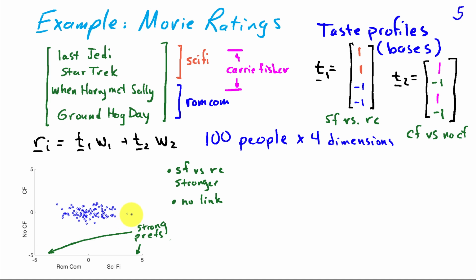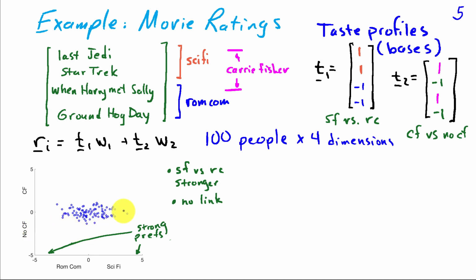For example, this person here has a very strong preference for sci-fi over romantic comedy. And on the other extreme, we have people that have a very strong preference for romantic comedy over science fiction. Now on the vertical axis, we're showing the preference for Carrie Fisher, which is in the upper part here, positive coefficients, versus the non-Carrie Fisher movies, which would have negative coefficients.